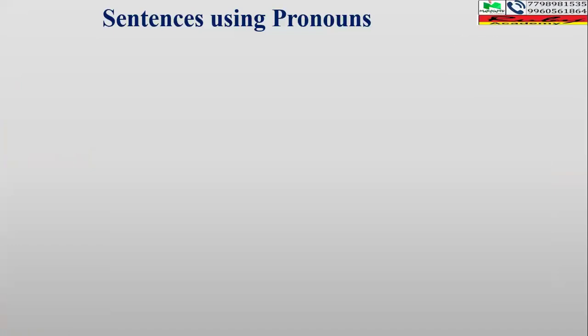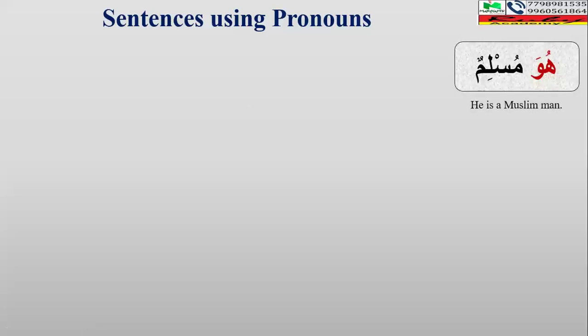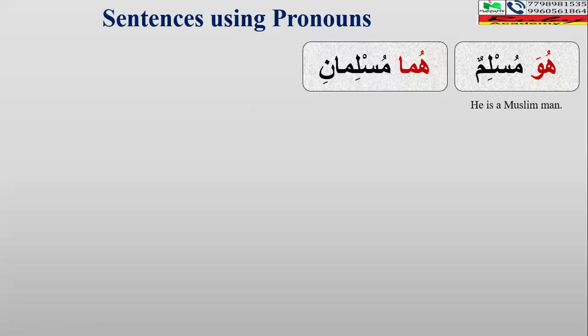Now look here. Now I want to show you pronouns in the sentence. Huwa Muslimun. He is a Muslim man, because it is singular. Huma Muslimani. They are two Muslim men. Like we say, he is a man, they are men. We are changing the word according to the number. The same way in Arabic also we need to change according to the number.